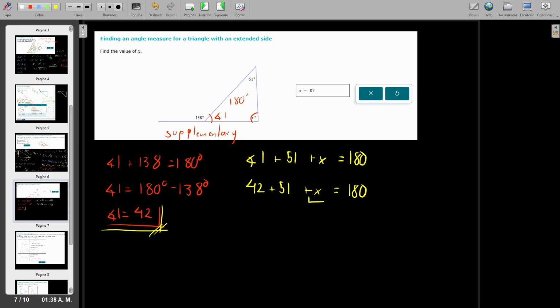Now we isolate for x because we need to find that value of x, of course. So x is going to give us 180 minus 42 minus 51. If we do that operation, it's going to give us the value of 87. And guess what? That is the correct answer. X is going to give us 87.